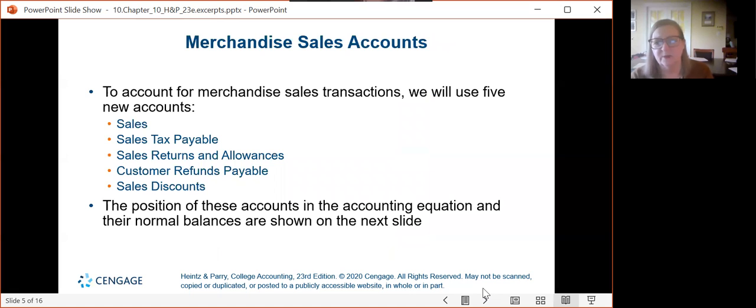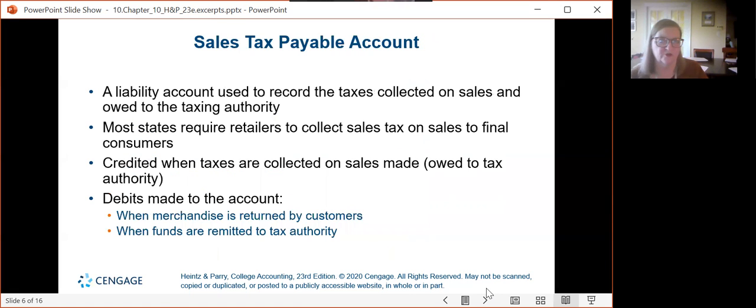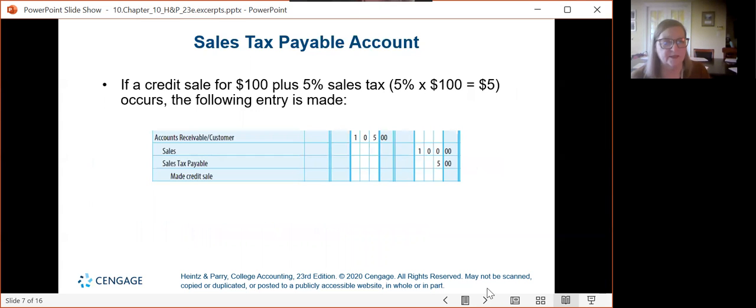Okay. And then we talked about each of these accounts, and we're going to talk individually a little more about each of them. So the sales account we already know about because it's just a regular revenue account. The sales tax payable is the one that's really new. This is just a liability account where we're tracking how much we owe to the government that we collected from our customer. And we're going to record that every time we make a sale, because we're going to debit either cash or accounts receivable.